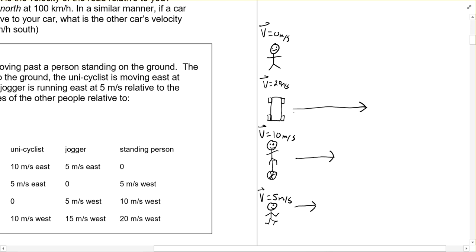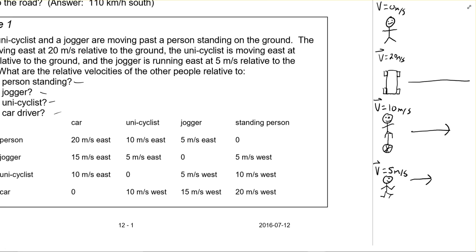Okay, so if you look at the car, relative to the person standing still, the car is going to be going 20 meters per second, and the arrow is going to the east, right? So just like normal, because it's comparing it to that person. Same with the unicyclist, same with the person running. So we can see that the car is 20, 10, and 5, and relative to the person standing still, relative to himself, really, he's going 0.